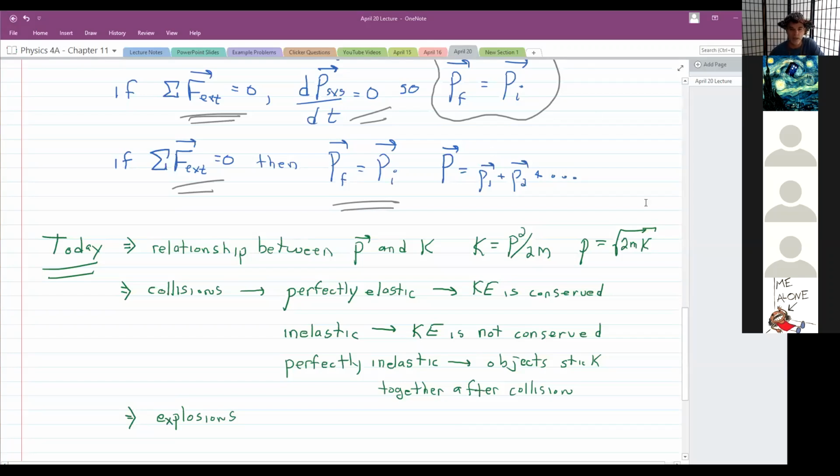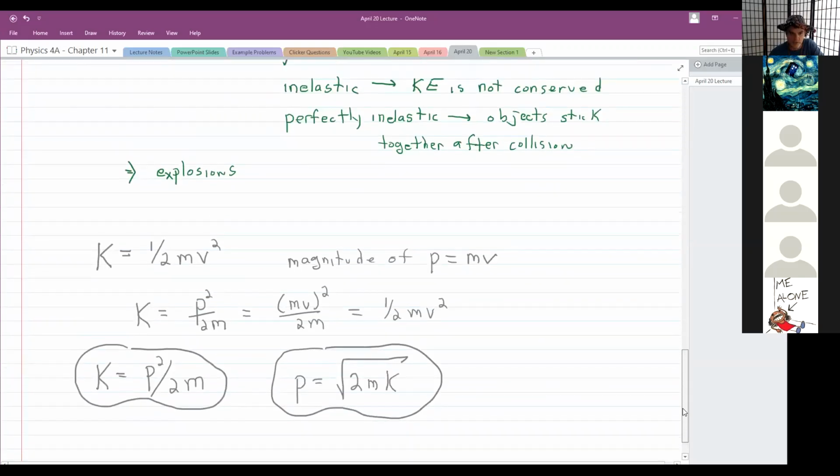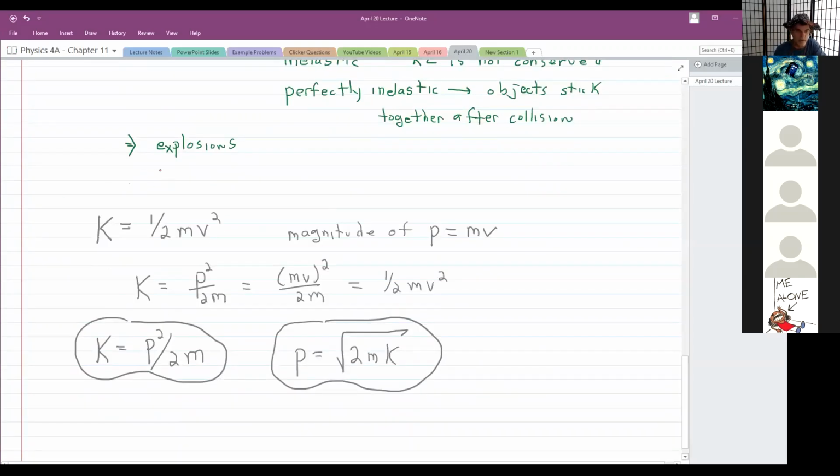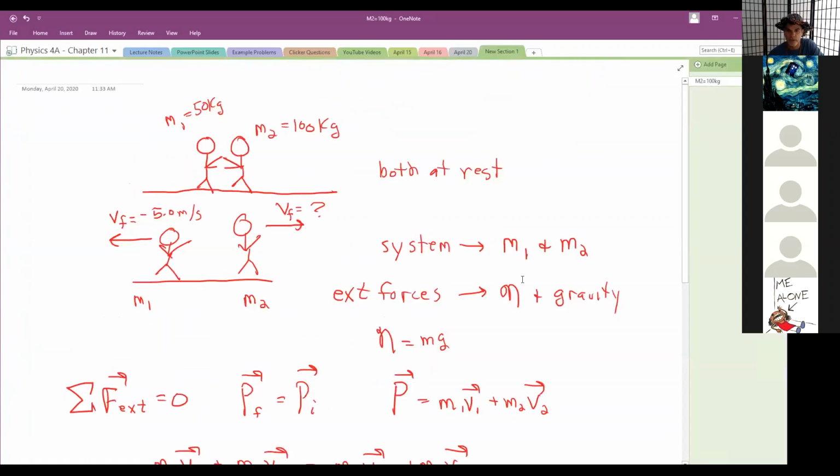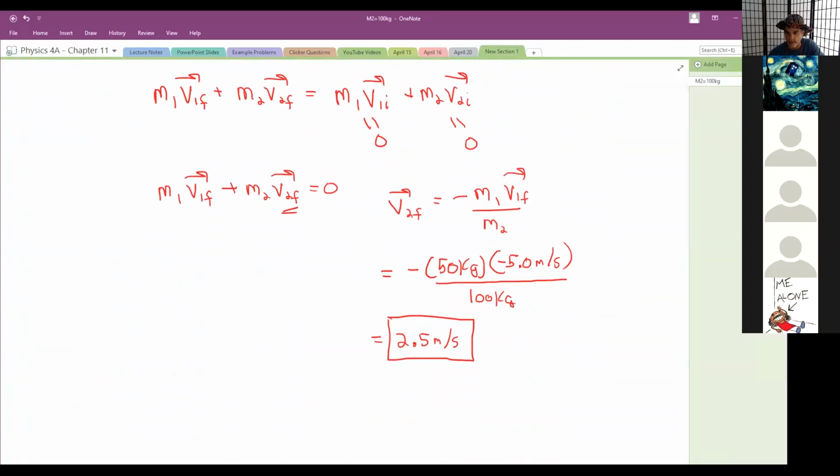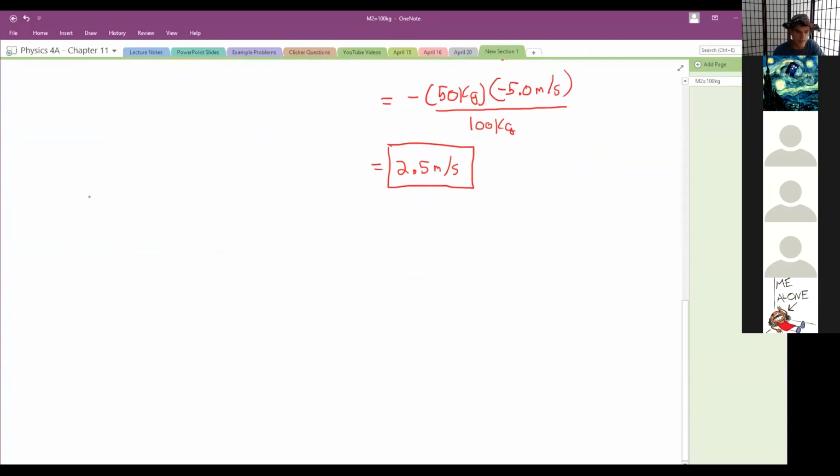Okay, so before I do collisions, let me talk about explosions. And one of the reasons why momentum is so valuable is, let's go to a new section here. Let's say I had a firecracker just in space. If this firecracker is at rest, then the total momentum of the firecracker is 0.